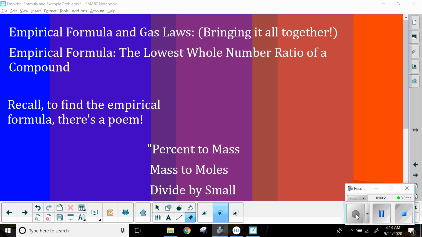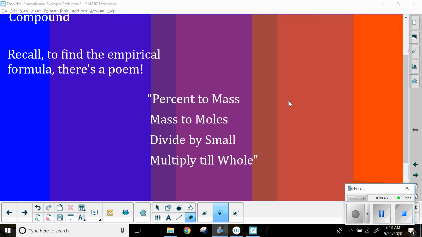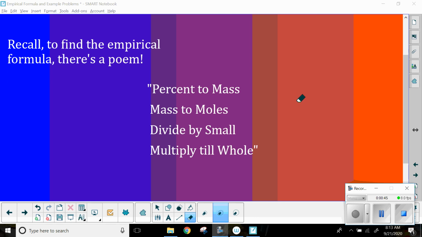So let's back all the way up to January of last year when we were talking about empirical formula. The definition of empirical formula, once again, is that it is the lowest whole number ratio of a compound. There's a poem that you can memorize to remember how to find the empirical formula. You might say this sounds familiar. The formula is percent to mass, mass to moles, divide by small, multiply till whole. So let's put this to use.